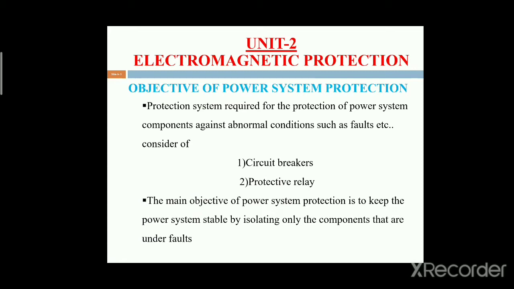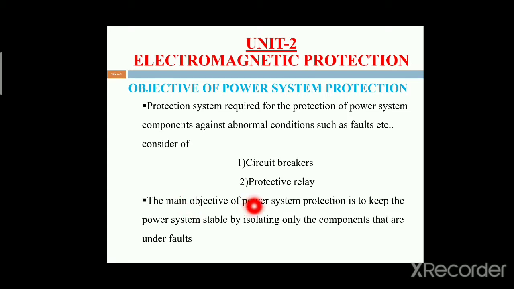What is the main objective of power system protection? Why are we using power system protection? To keep the power system stable by isolating only the components that are under faults. Only the components in a faulted condition are isolated from the circuit, and the remaining components stay stable in the power system. That is the main objective of power system protection.